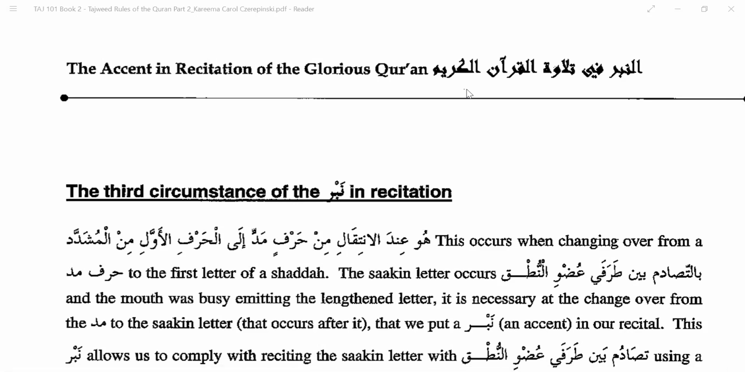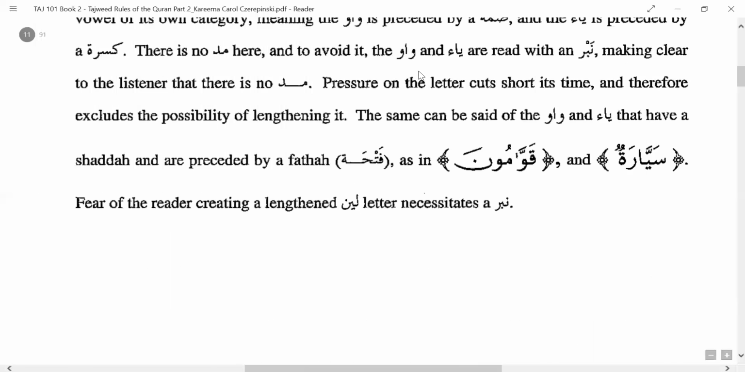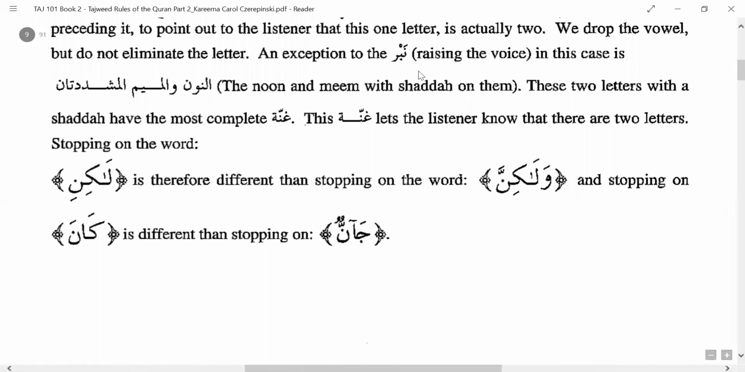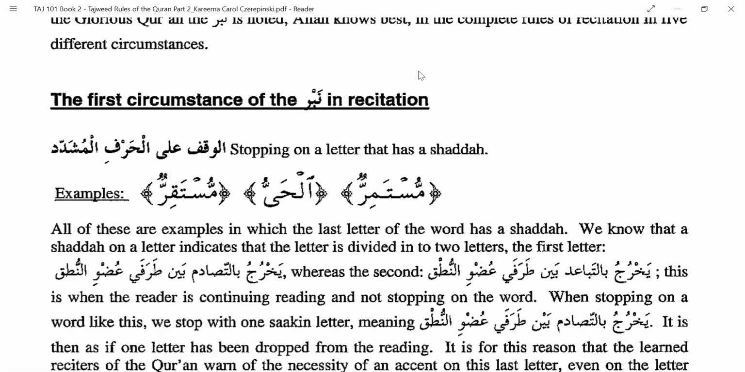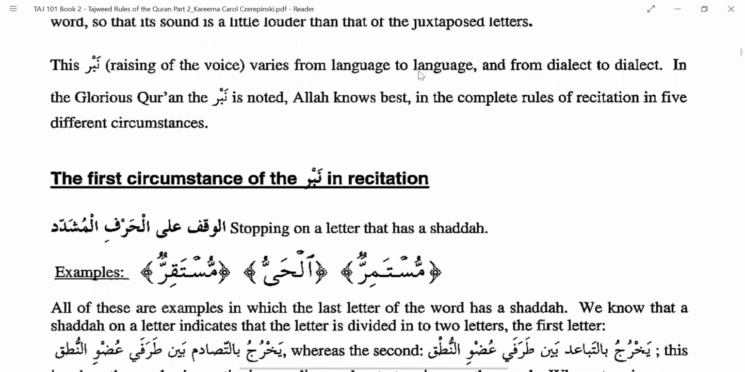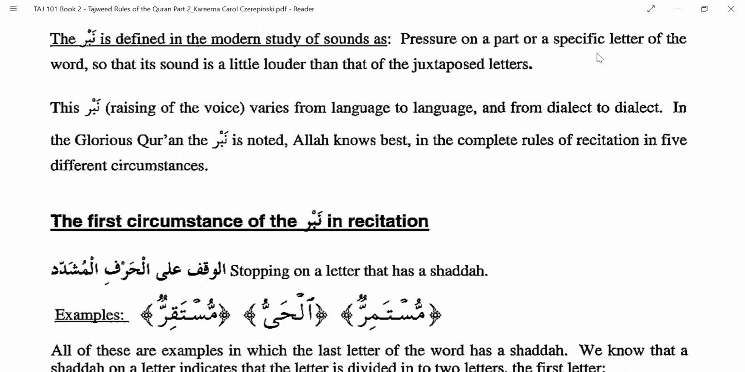But what we will do is go over the same things again, just to summarize, okay? What did we do? Nabr. What is nabr? You have to put pressure on a specific letter, so that that sound is louder than the other letters next to it in that particular word itself. Nabr is raising of the voice. In Quran recitation also you have nabr. How many circumstances are there in total? Quiz. Quickly, come on. How many circumstances are there for nabr? I'll give you the answer here, on the right side.